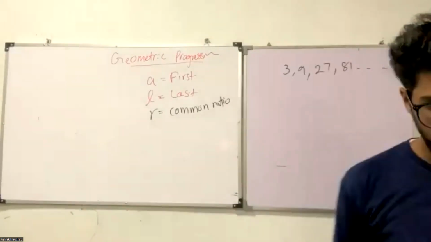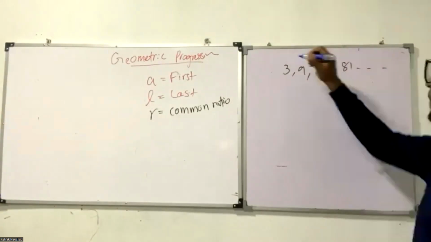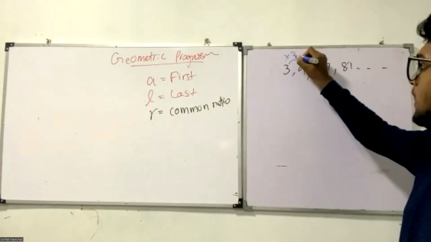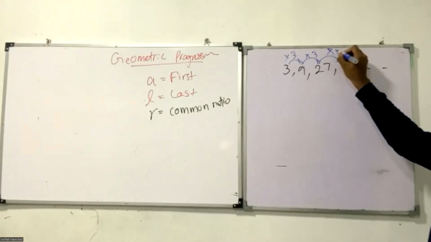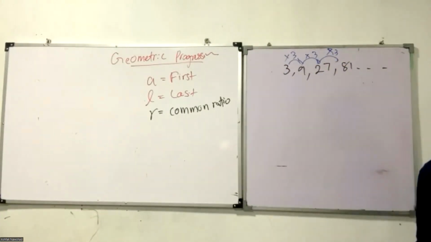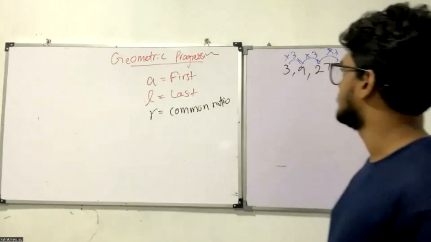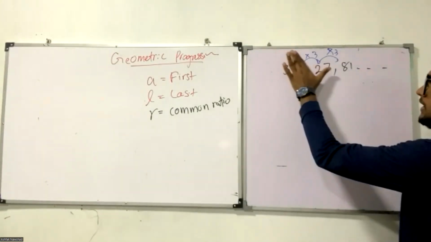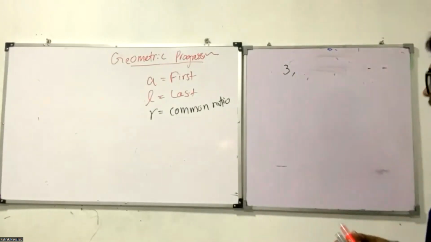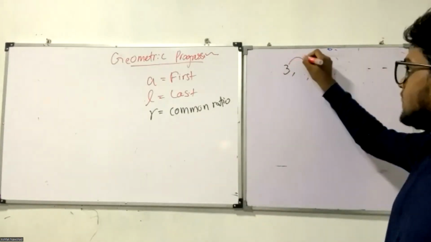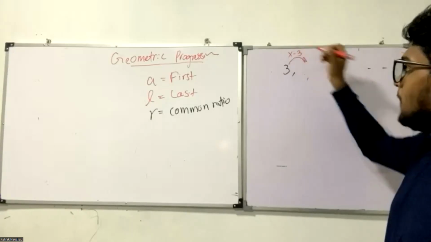Common ratio is plus 3. It gets multiplied by positive 3. Multiplied by 3. The ratio is 3. Alright, I'll ask you another question. This is the first term, and I'm saying the common ratio is minus 3. It gets multiplied by minus 3.